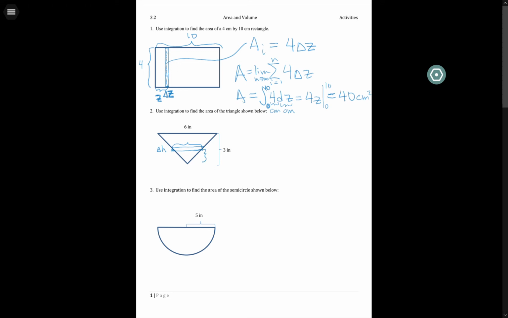So I'm going to go ahead and let my h be from the bottom. And then, that sort of looks right. I want to start working on the area of that one slice. So I know that its height is delta h. I can temporarily call this w.